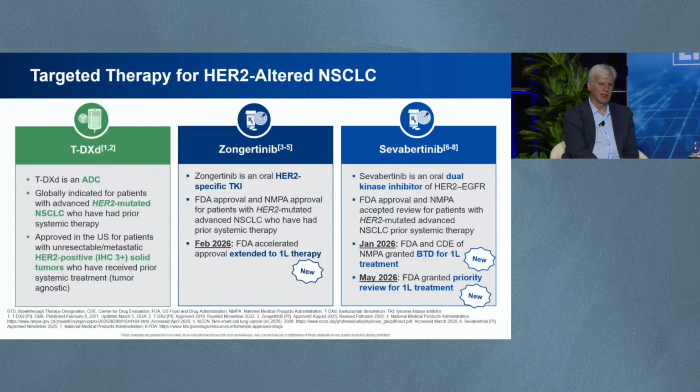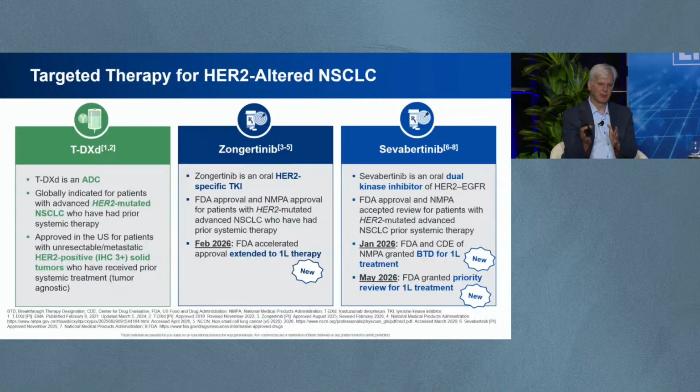And now we know that we have an agent that we can use, we can trust in lung cancer as well, with an approval for ERBB2 mutated non-small cell lung cancer, but also an approval in a tissue agnostic fashion in a way, for IHC high positive solid tumors. So that's T-DXd. Then we have zongertinib, and this is now a HER2 specific TKI, an irreversible one.